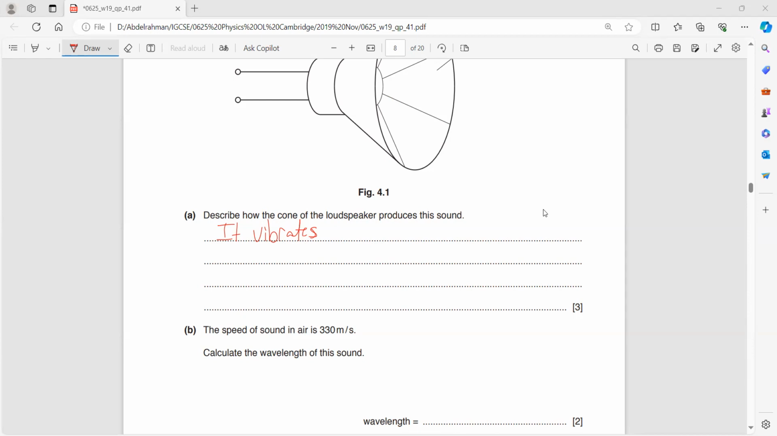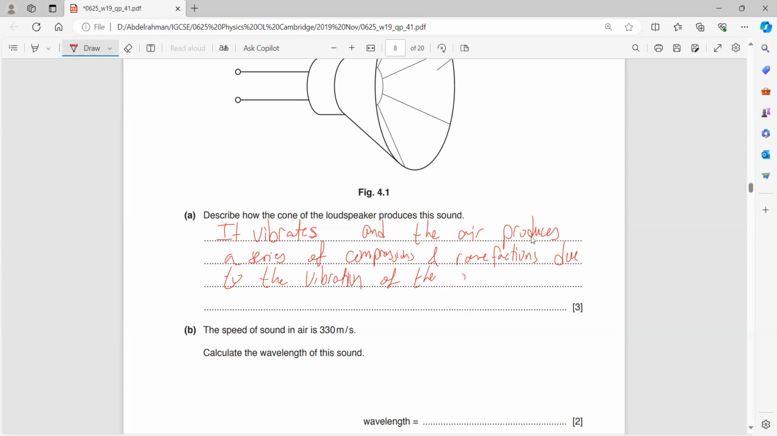The air vibrates and produces a series of compressions and rarefactions due to the vibration of the air. Okay?